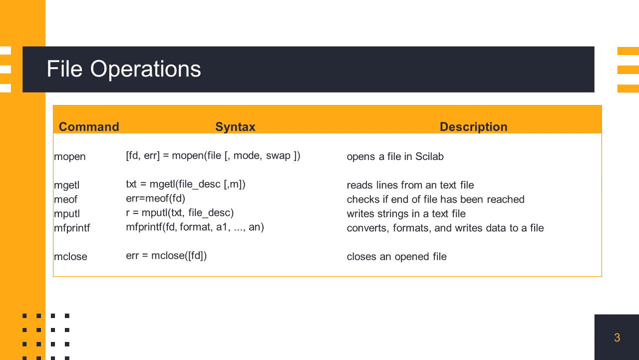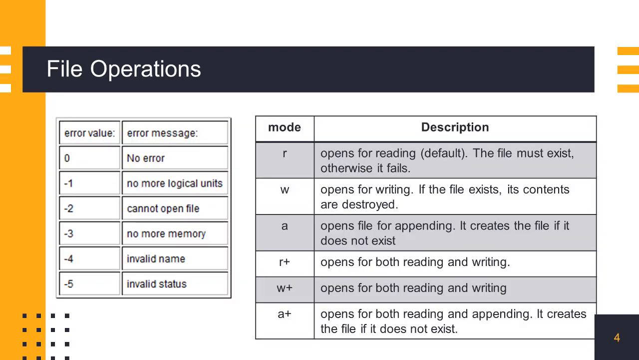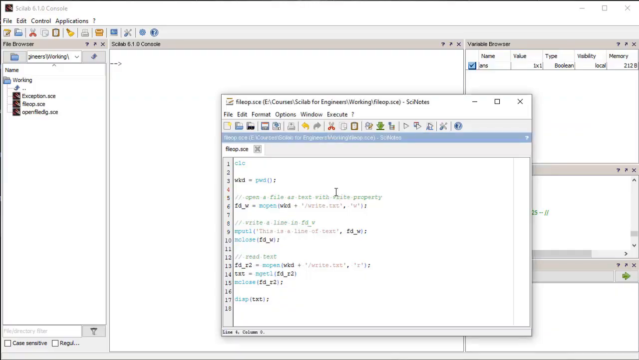To write data to the file, we need to open the file in write or append mode. When we open the file using mopen function, the mode parameter decides the operation on the file. For reading, we use R or R+, and for writing, we use W or W+. To append data to an existing file, we use A or A+. If mopen function fails to open the file, we get the error value from the function, as per the error table. Let us understand the code.